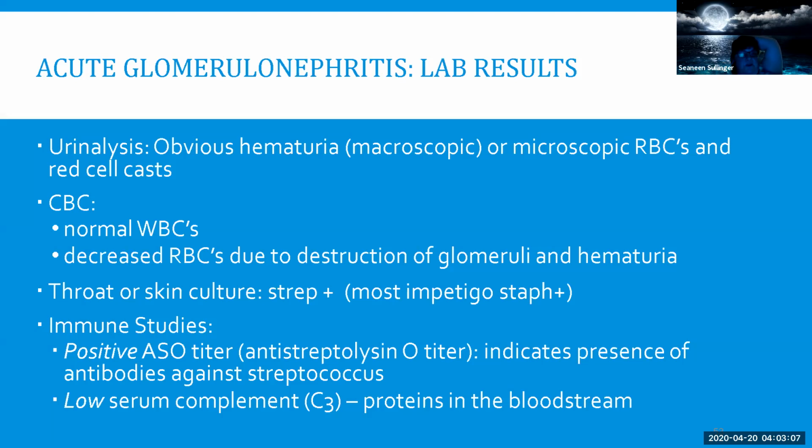Throat or skin culture will show up strep positive, or there'll be a history of strep throat in the recent past. There is also an immune study that's done, a positive ASO titer, an anti-streptolysin titer, which indicates the presence of antibodies against streptococcus. So if you do that test, it's indicating that the patient had a strep infection, which we would expect because they have glomerulonephritis. So a positive ASO titer would be an expected finding.